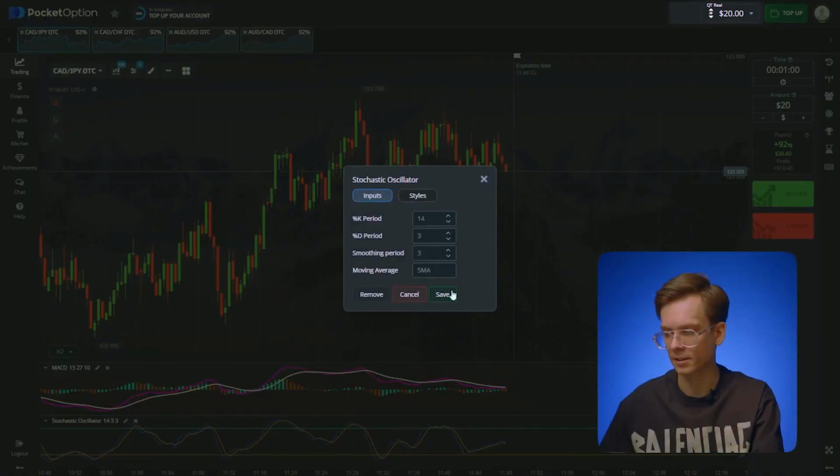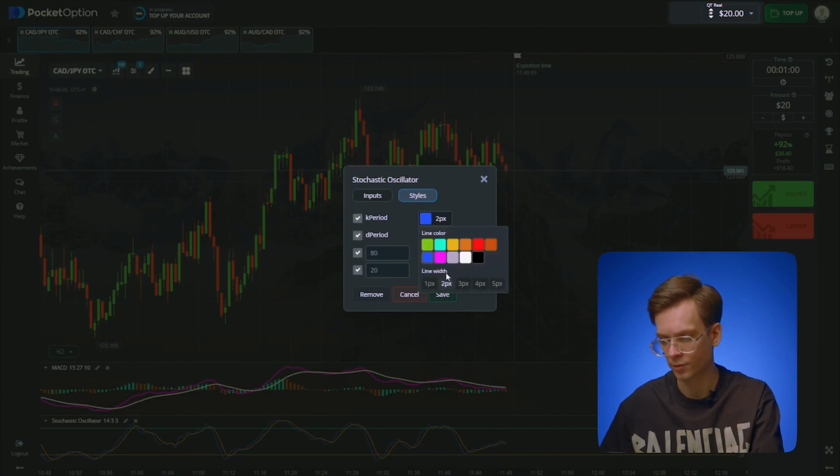And we'll tweak the styles to make the lines thicker and each indicator a different color for better visibility. And for the stochastic styles parameters, we'll make all the lines thicker and choose brighter colors for the main lines so they're super clear and visible.